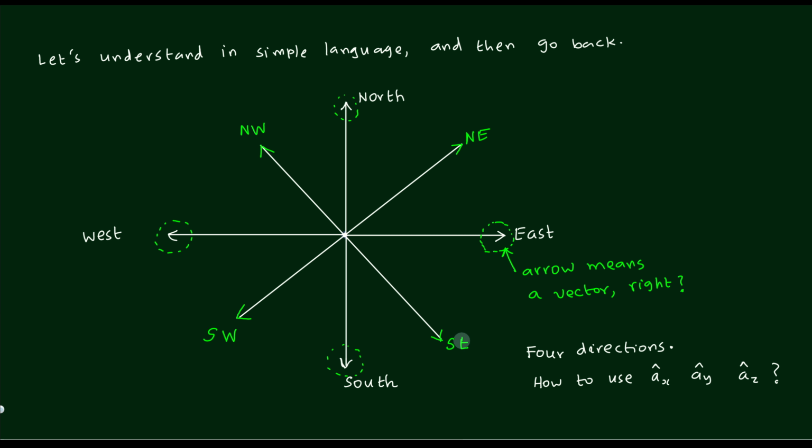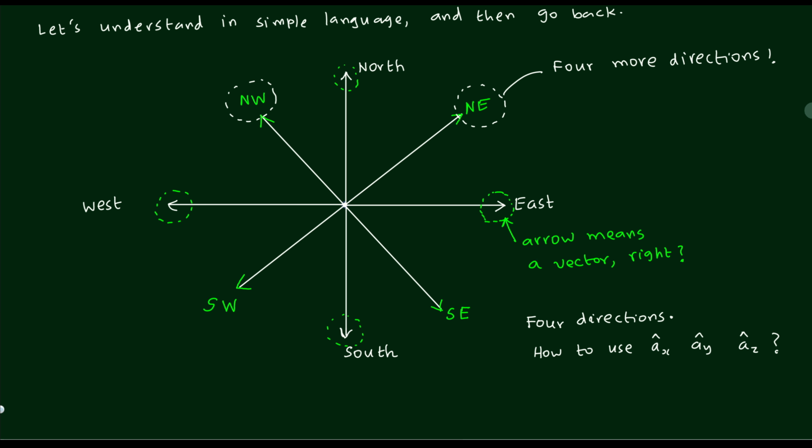Now you see how many directions there are. With this many directions, bringing in unit vectors like AX, AY, AZ is not an easy job. Here you have 4, and earlier 4 were already there. So 4 more directions. The question therefore is very clear: how are you going to deal with this?